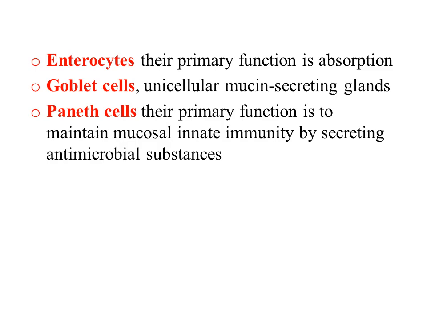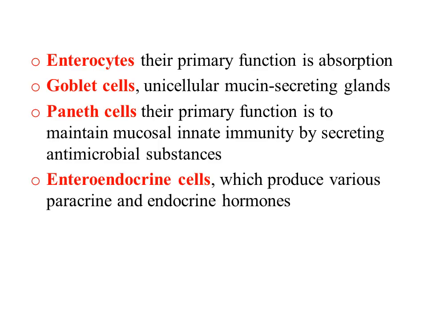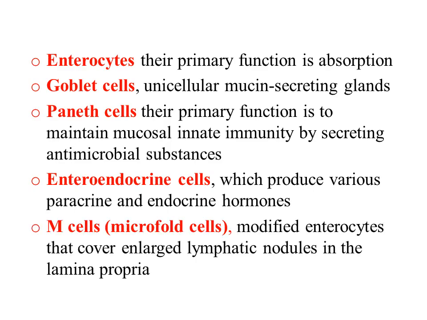And in the lamina propria we have something called Paneth cells, whose primary function is mucosal innate immunity by secreting antimicrobial substances. And then we have enteroendocrine cells, which produce various endocrine hormones. And we have M cells or microfold cells, modified enterocytes that cover the large lymph nodules in the lamina propria.